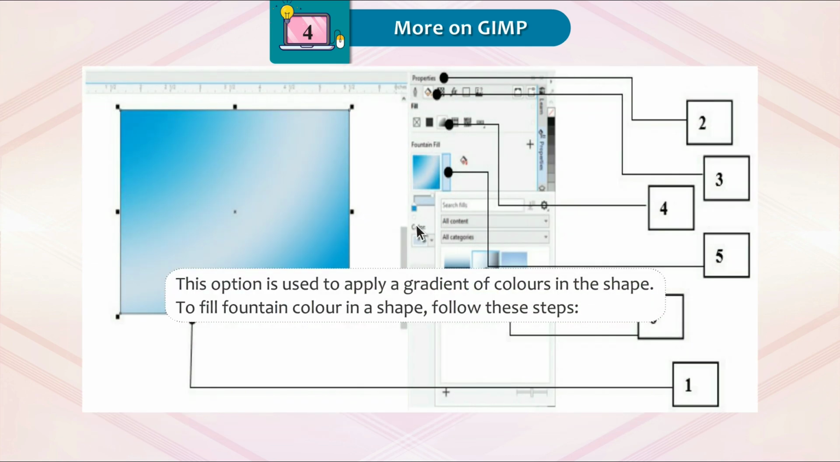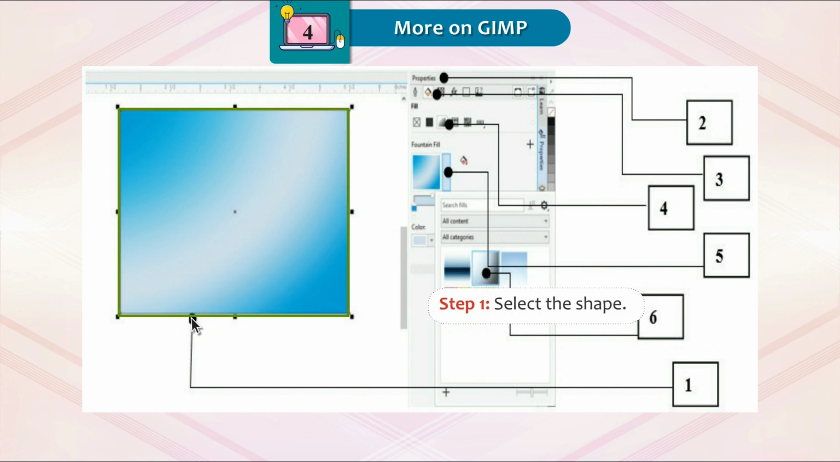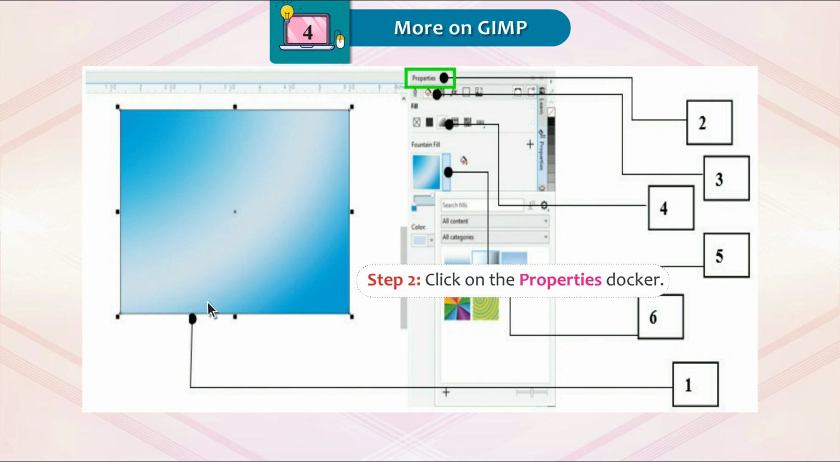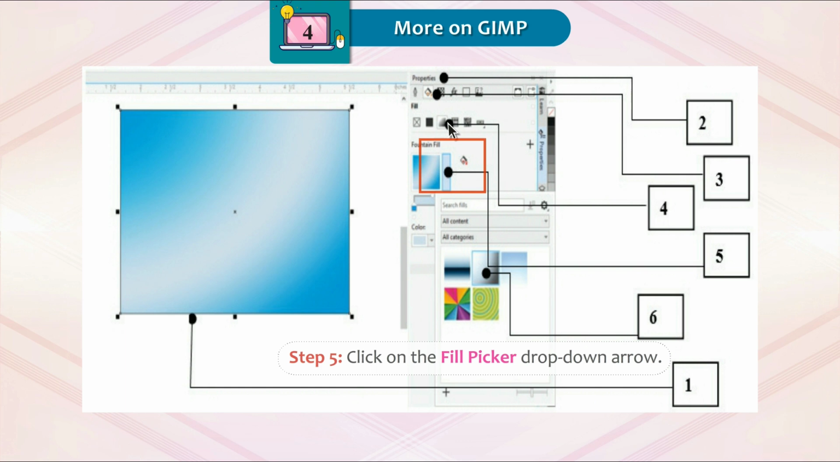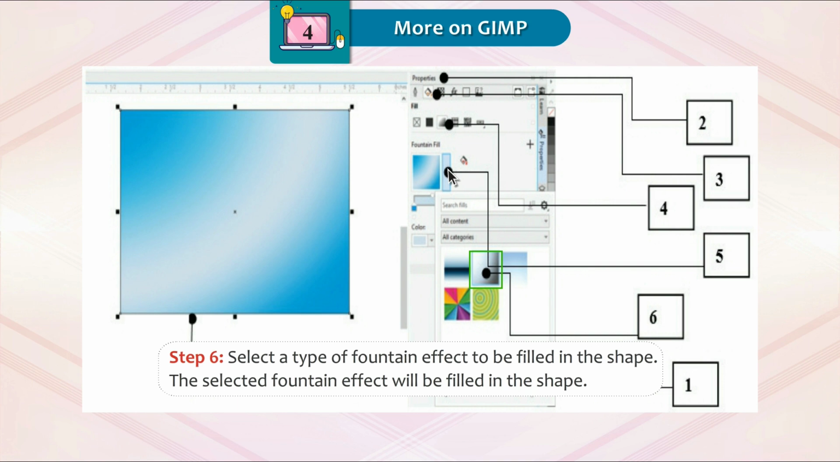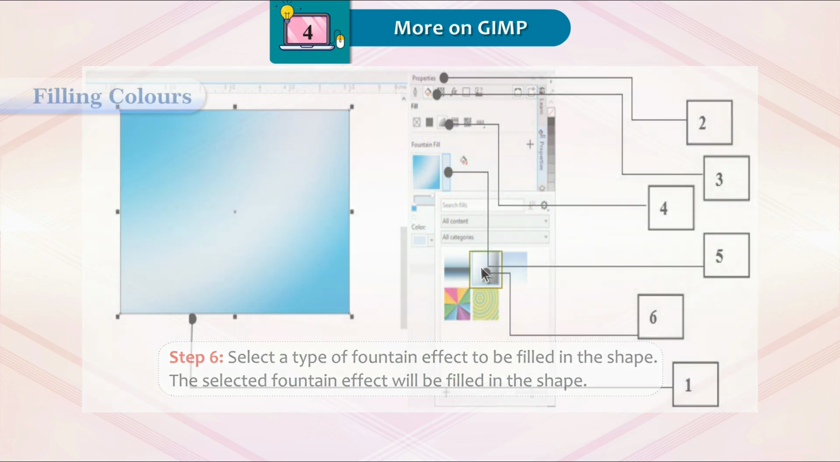Fountain fill. This option is used to apply a gradient of colors in the shape. To fill fountain color in a shape, follow these steps. Step 1. Select the shape. Step 2. Click on the Properties docker. Step 3. Click on the Fill tab. Step 4. Click on Fountain Fill tab. Step 5. Click on the Fill Picker drop-down arrow. Step 6. Select a type of fountain effect to be filled in the shape. The selected fountain effect will be filled in the shape.